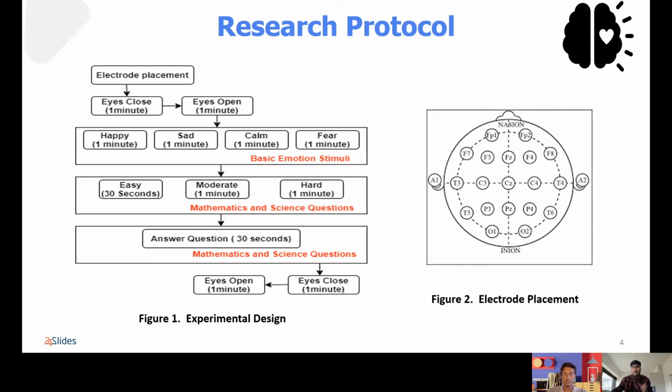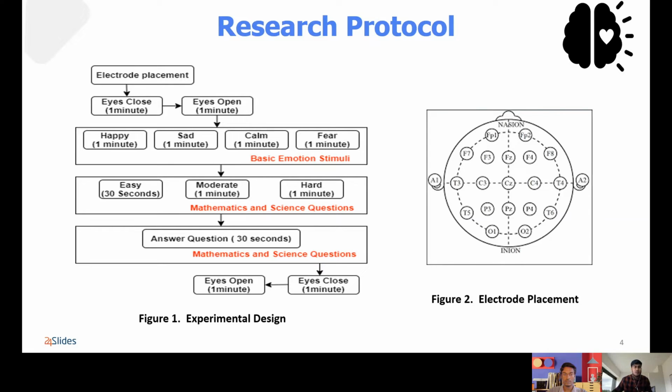And here is the experiment. Proceed by viewing the IAPS emotion sequence pictures consisting of happy, sad, calm and fear pictures for 1 minute each and record the brain signal. After that, the subject reads each mathematics and science question by themselves. That consists of 12 questions: easy, 30 seconds; moderate, 1 minute; hard, 1 minute.